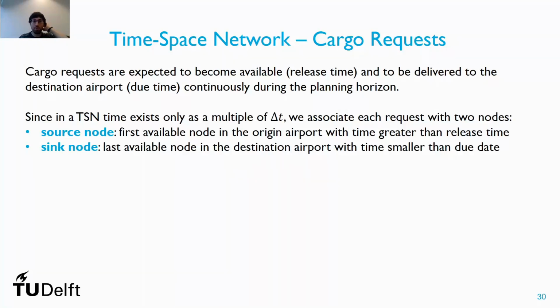One release time could be, okay, this ULD is available Monday morning at 6:45 a.m., but maybe 6:45 a.m. is not consistent with our time discretization. As such, we need to define a source node and a sink node for each request. And for each request, the source node is the first available node in the origin airport with a time greater than the release time of the cargo request, while a sink node is the last available node in the destination airport with a time which is smaller than the due date.